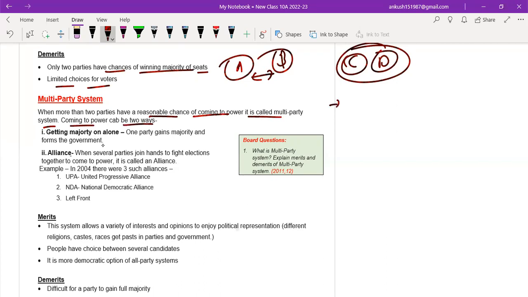Now the best example: recent elections were conducted in 5 states in India. So what happened in Punjab?